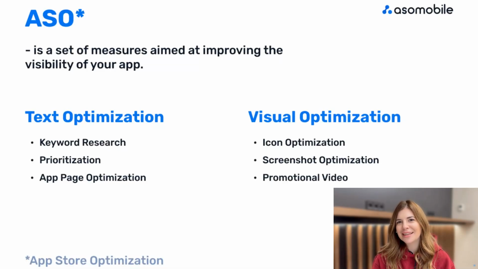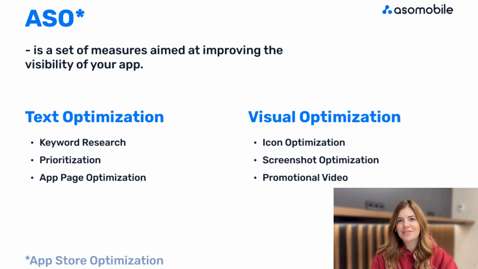ASO is crucial for any app, aiming to improve its ranking in search results and increase its chances of being found by users. This process involves a blend of textual and visual optimizations, each playing a vital role in attracting and convincing users to download your app. Let's break down ASO into its two main pillars.